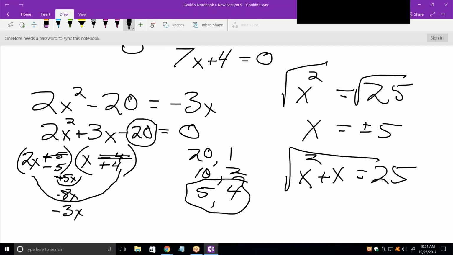Now that's going to be minus 5x, that's going to be plus 8x, and that will produce plus 3x. It always produces the same number, opposite sign, when you merely move the two factors down from the top row to the next row.